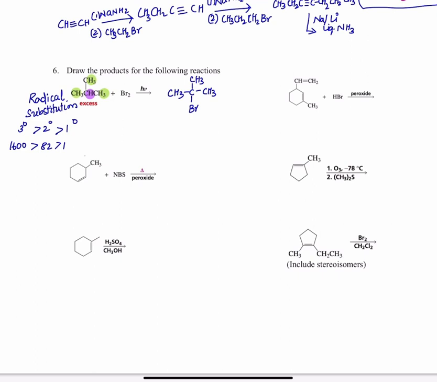Let's go on to the next reaction. We have a cycloalkene molecule reacting with NBS. What is NBS? NBS stands for N-bromosuccinimide. It's going to do the allylic bromination. Now let's find out the allylic positions.